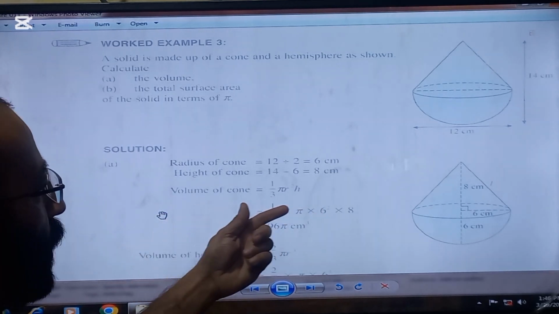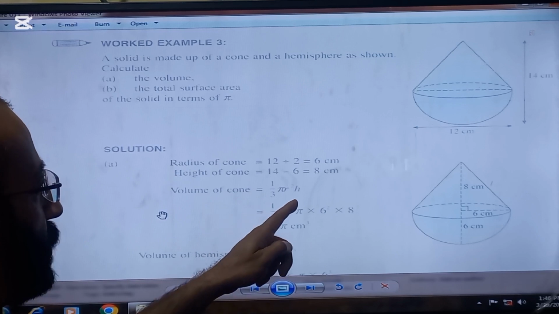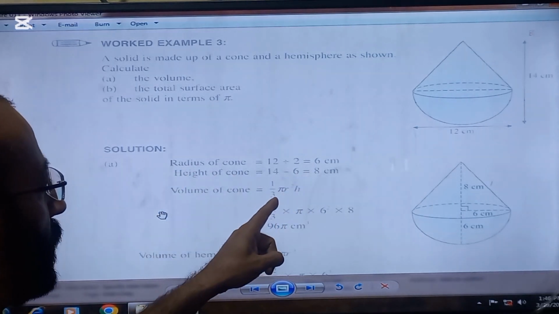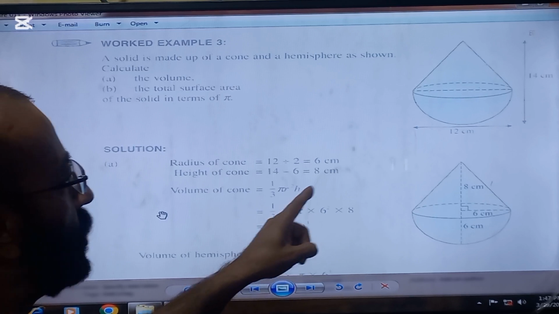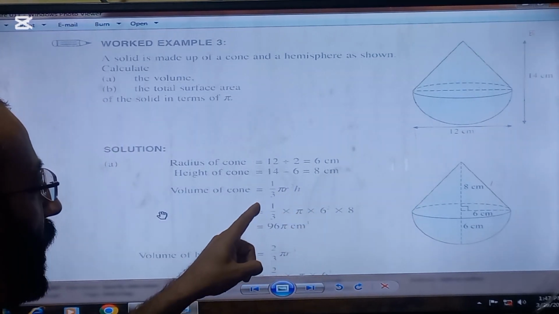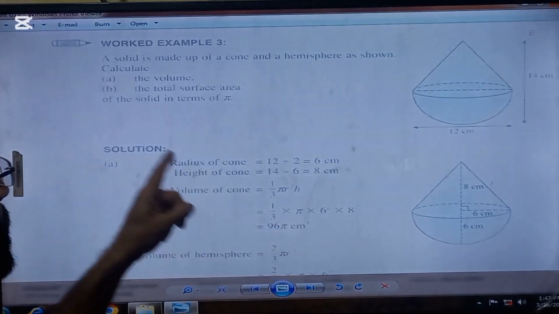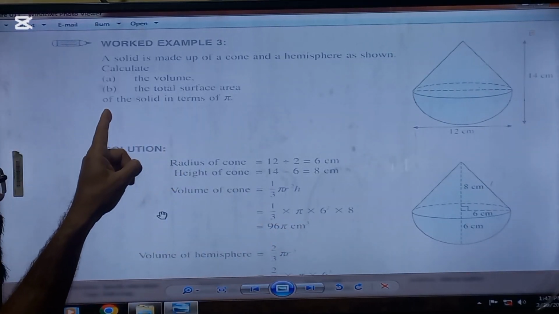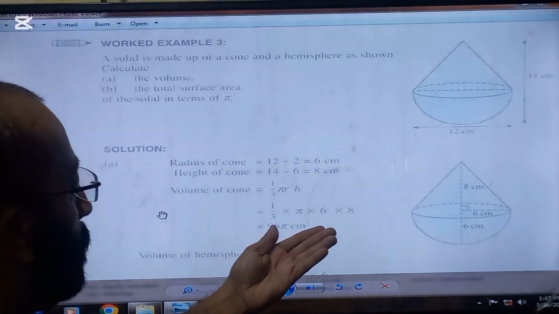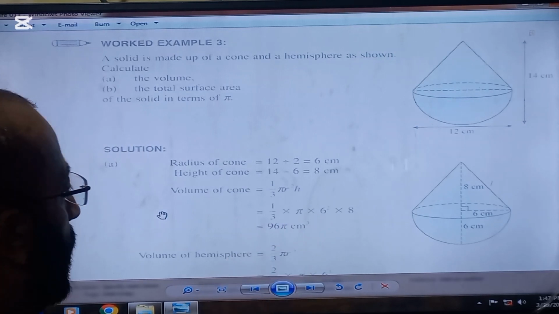Now we will put the formula of the cone, that is 1 by 3 pi r square h, and r is 6, so we will put 6, and h of the cone is 8. So put these values in the formula and use the calculator. Don't put the value of pi because the requirement is to find the volume and surface area in terms of pi. So now you solve these values on the calculator and the answer will be 96 pi.